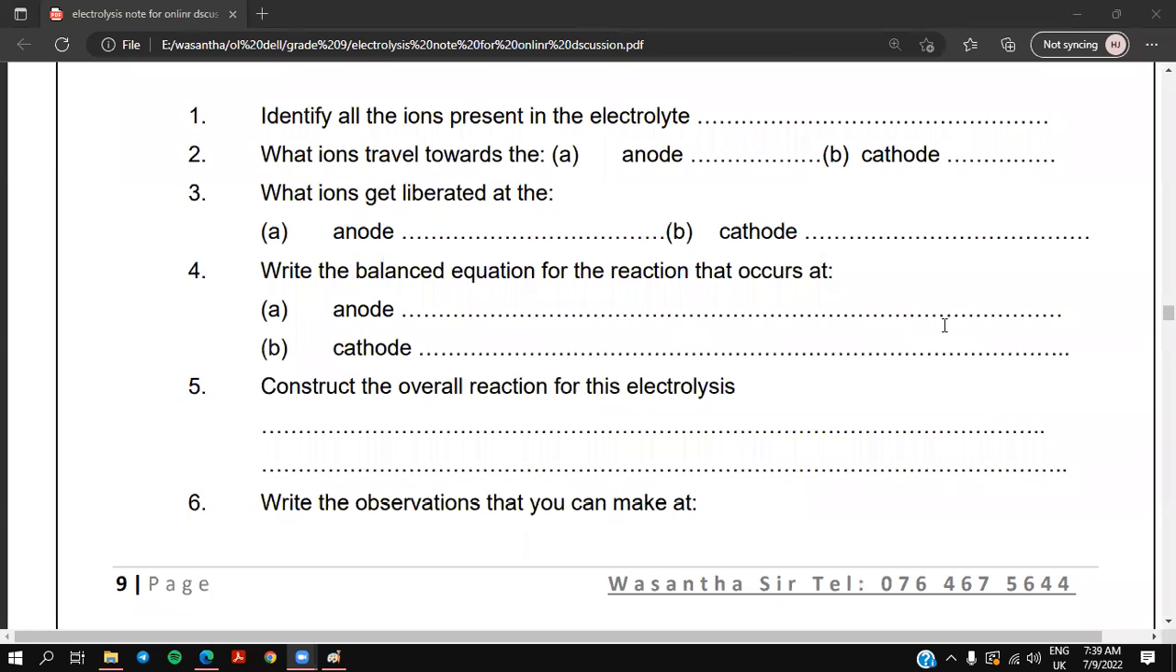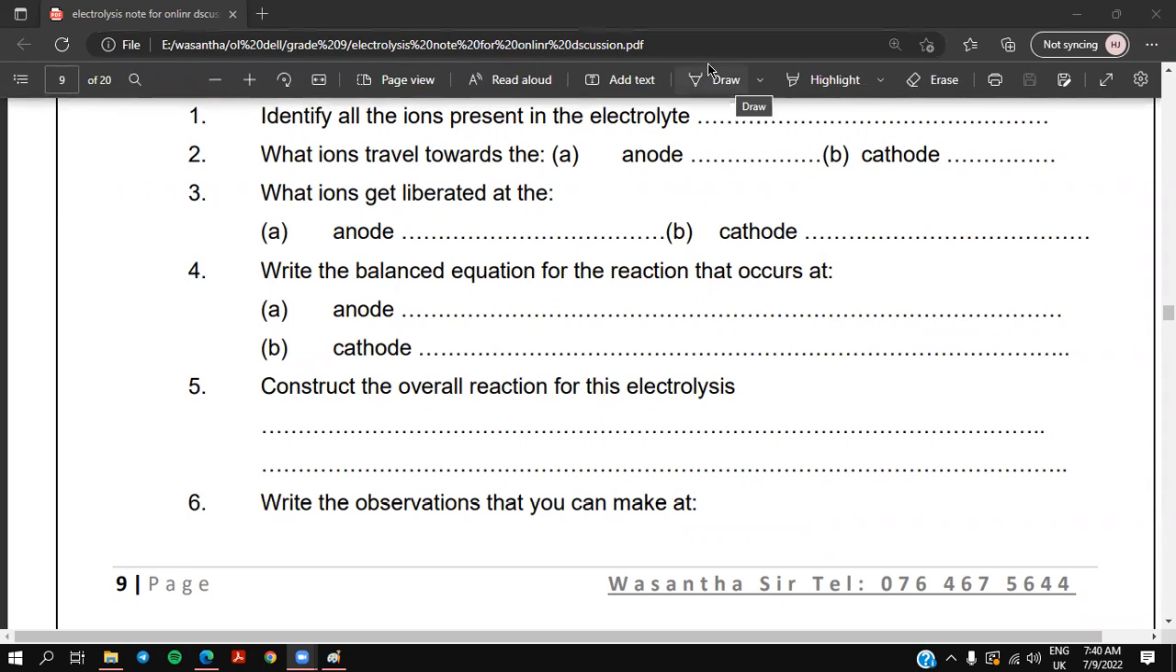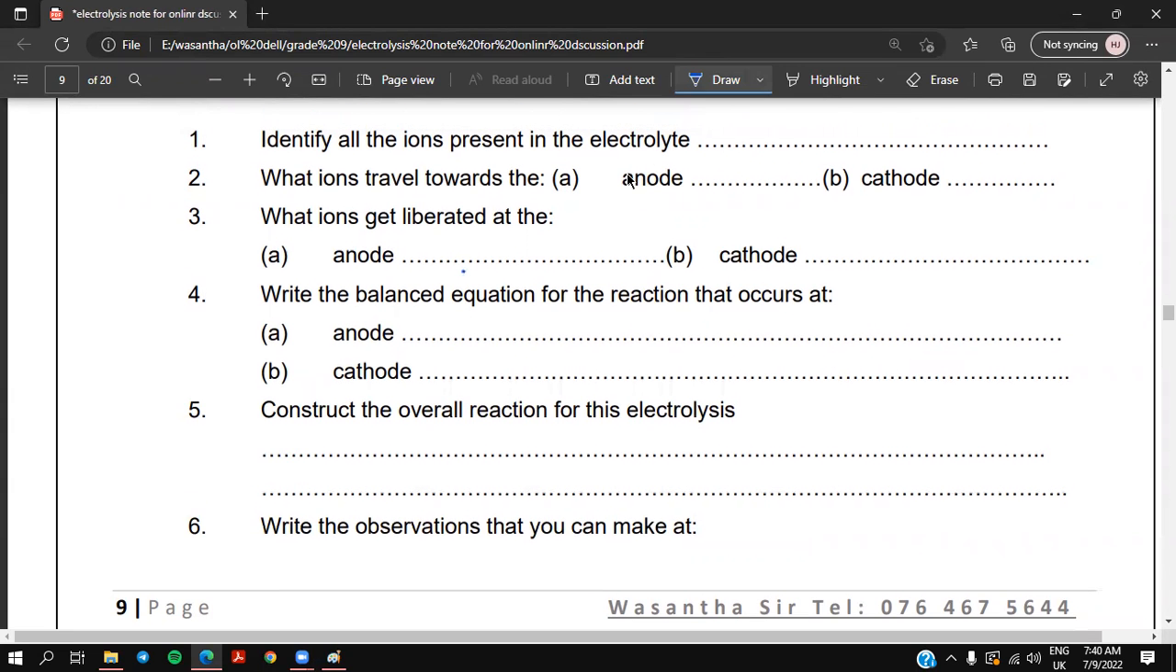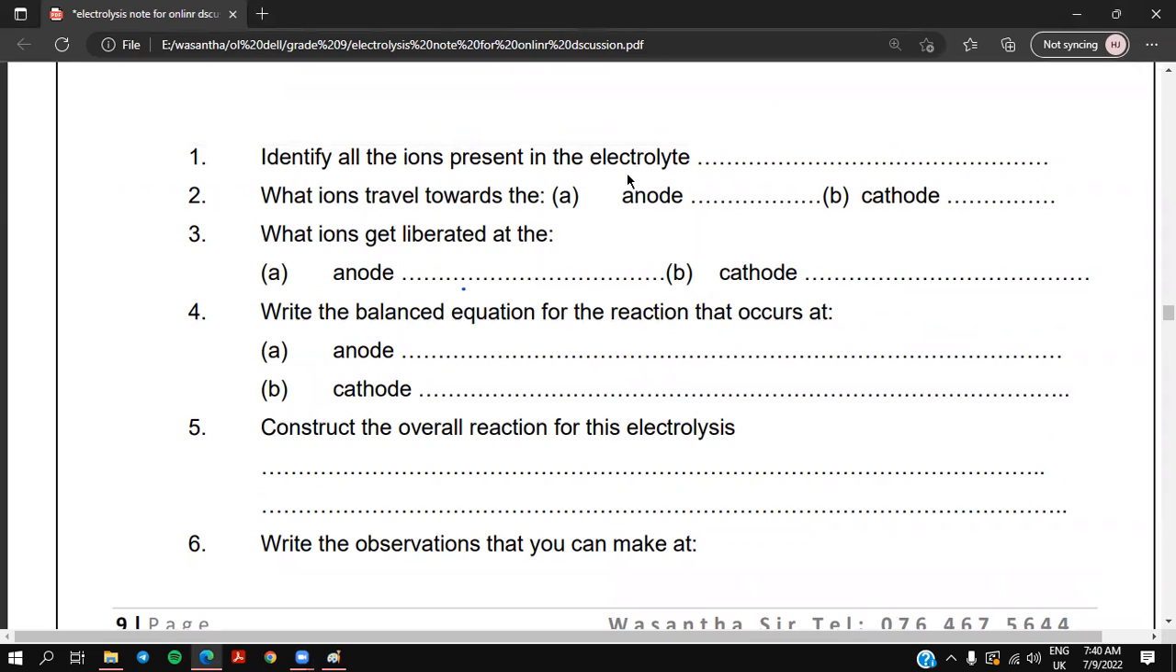Now this question is about copper sulphate electrolysis using carbon electrodes. Let's try to figure out the answers to this. Identify all the ions present in the electrolyte. Electrolyte means copper sulphate. What are the ions? Cu2+, SO4 2-, OH-, and H+ ions.